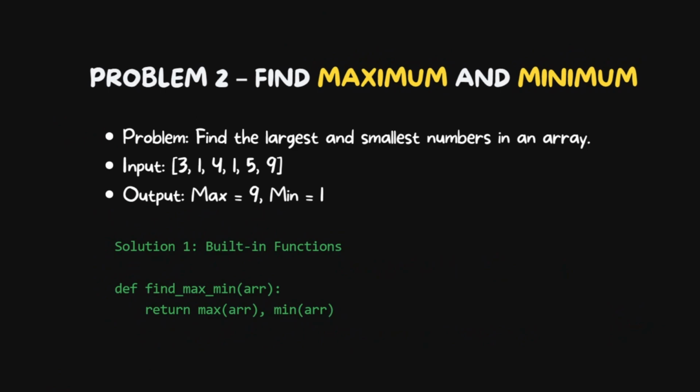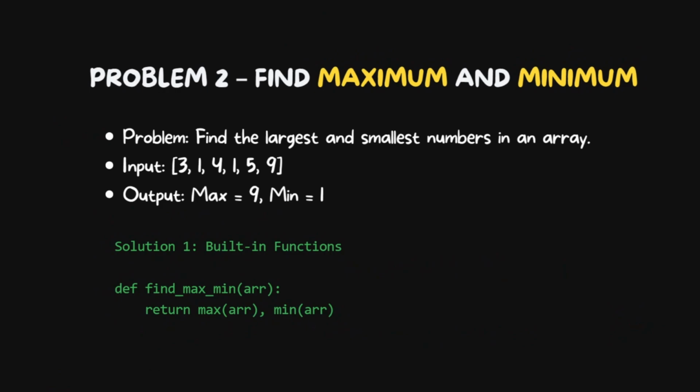The second problem is to find the largest and smallest numbers in an array. For example, if the input is 31, 41, and 59, then the maximum element present in that input is 9. So we need to print 9. Then the minimum element present is 1. So we need to print 1.